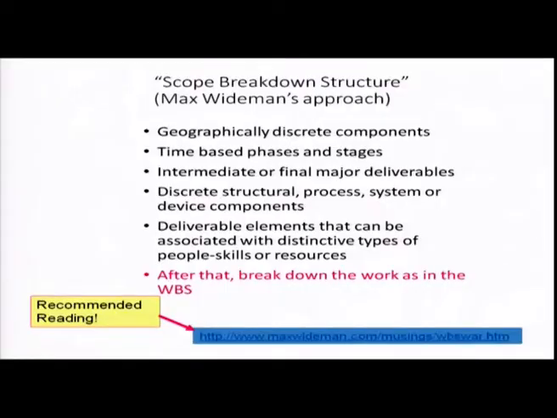Scope breakdown structure: geographically discrete components, time based phases and stages, multiple time zones, people talking at various times, discrete structural process, system or device components, deliverable elements that can be associated with distinctive types of people, skills or resources. So, this is an idea which we said: scoping is not necessarily indicating that everything will be centralized. Scoping can be decentralized. There is a very nice recommended reading, which is Max Weidmann. Weidmann's approach was very good, because what was the secret of the success of scoping in other engineering disciplines? A strong sense of materials. Without scoping, we do not talk about a plan, we do not talk about a WBS. But then the idea of scoping becomes abstract.